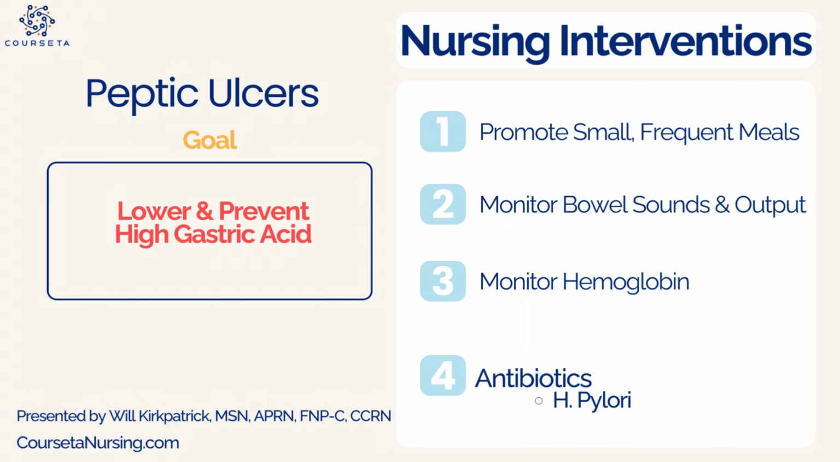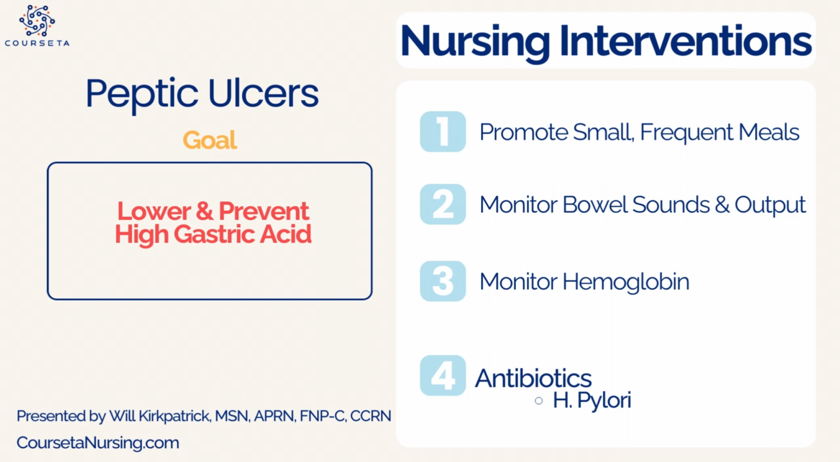And of course, we go back to education. We want to avoid spicy, fatty foods, no alcohol, no caffeine, and no smoking. And then lastly, guys, we want to look out for those complications. Frequently monitor those bowel sounds. Look out for hypoactive or absent bowel sounds, which could indicate an intestinal infarction. Look out for signs of perforation or peritonitis, which is like a board-like abdomen.